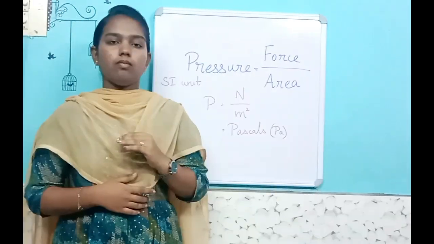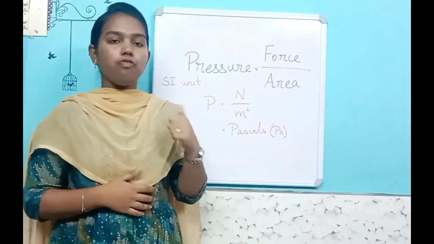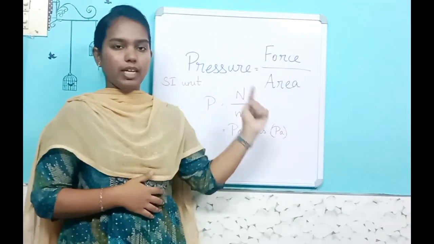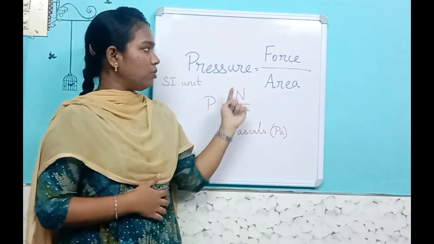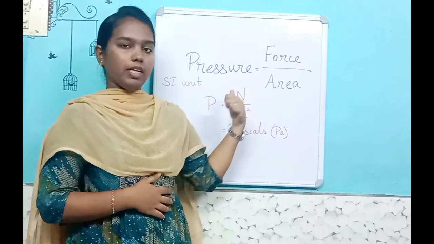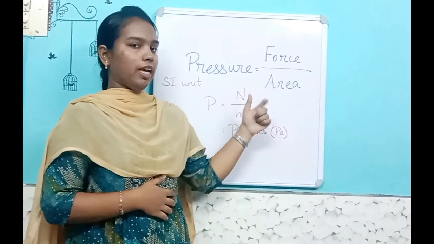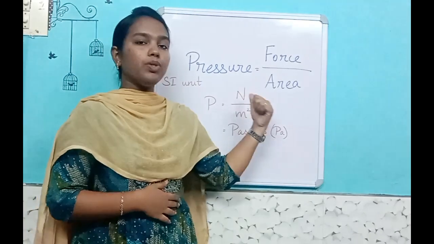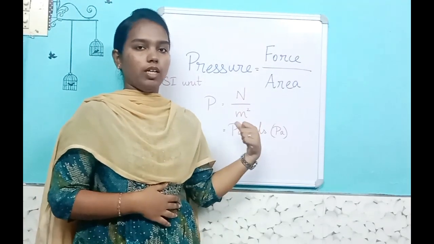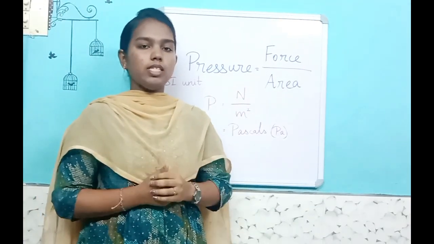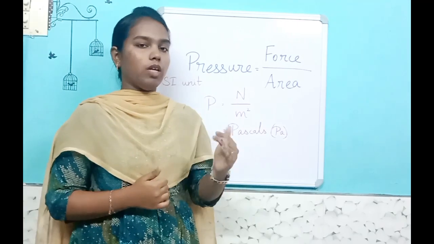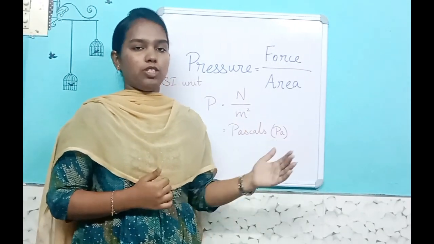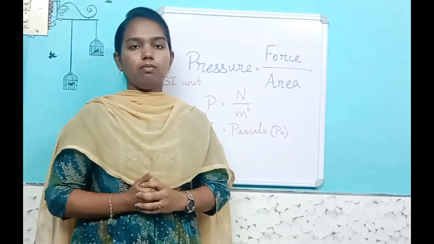Okay. Next, SI unit of pressure. So from the formula, pressure is equal to force by area. So pressure is equal to force உடைய unit என்னது? SI unit is Newton, capital N. Area க்கு meter square. So pressure is equal to Newton per meter square. So this is also known as pascals, which is denoted by Pa. So this is the SI unit of pressure, is Pascal.